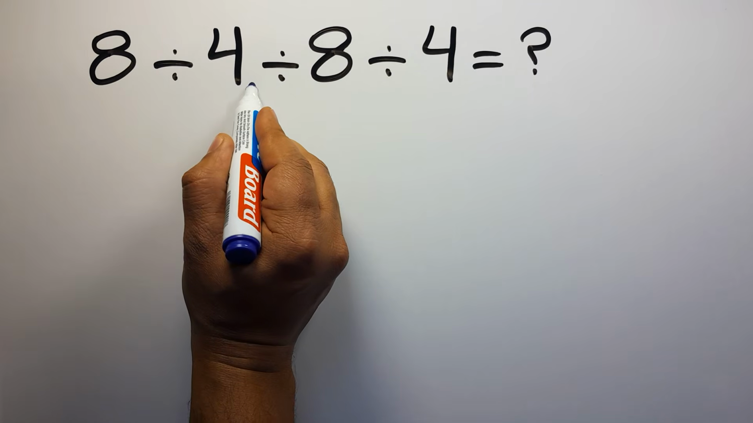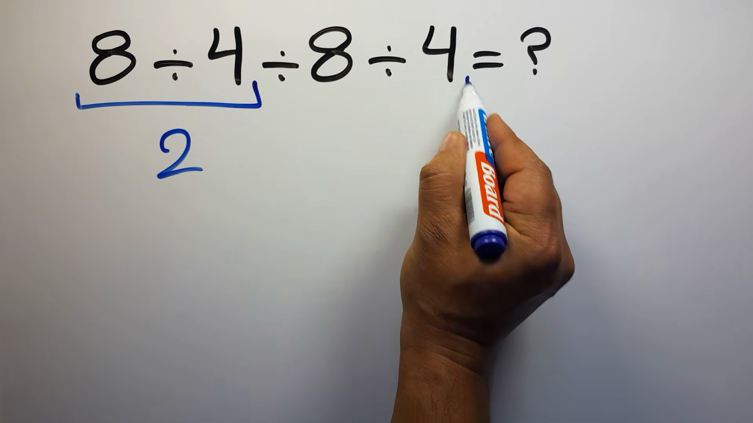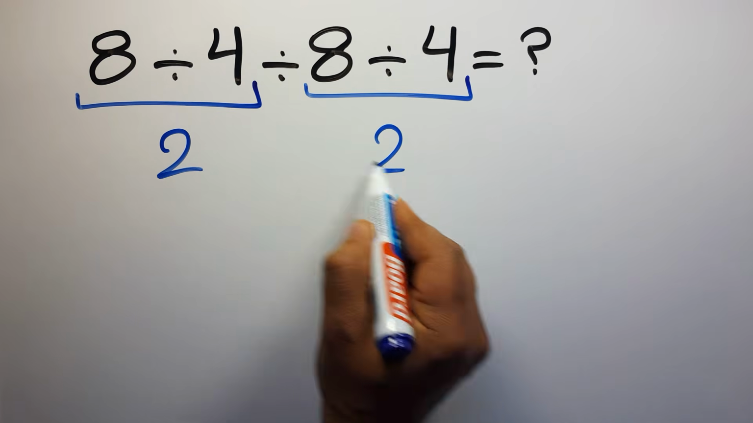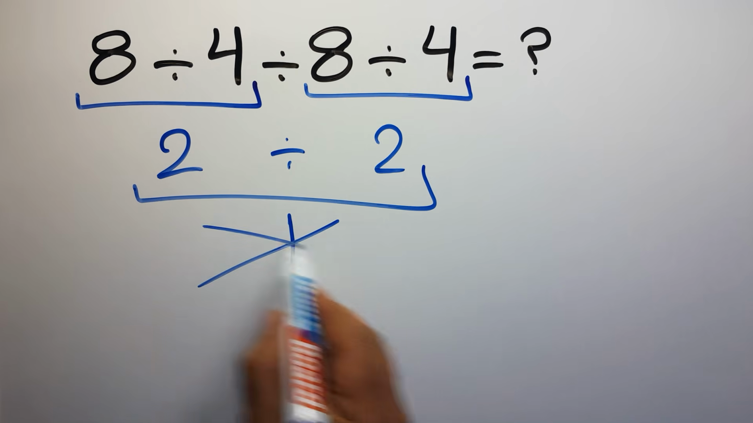8 divided by 4 gives us 2. And again here we have 8 divided by 4. So 2 divided by 2 is just 1. But this answer is not correct.